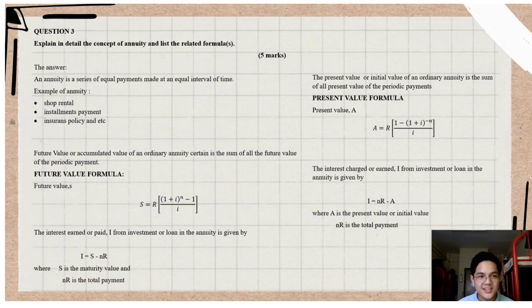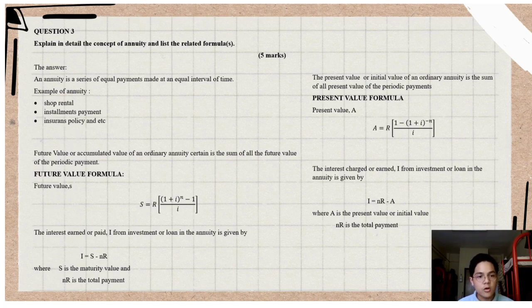Let's go to question 3. Question 3 is: explain in detail the concept of annuity and list the related formulas. The answer is: an annuity is a series of equal payments made at equal intervals of time. Examples of annuity are shop retail, installment payment, insurance policy, etc.